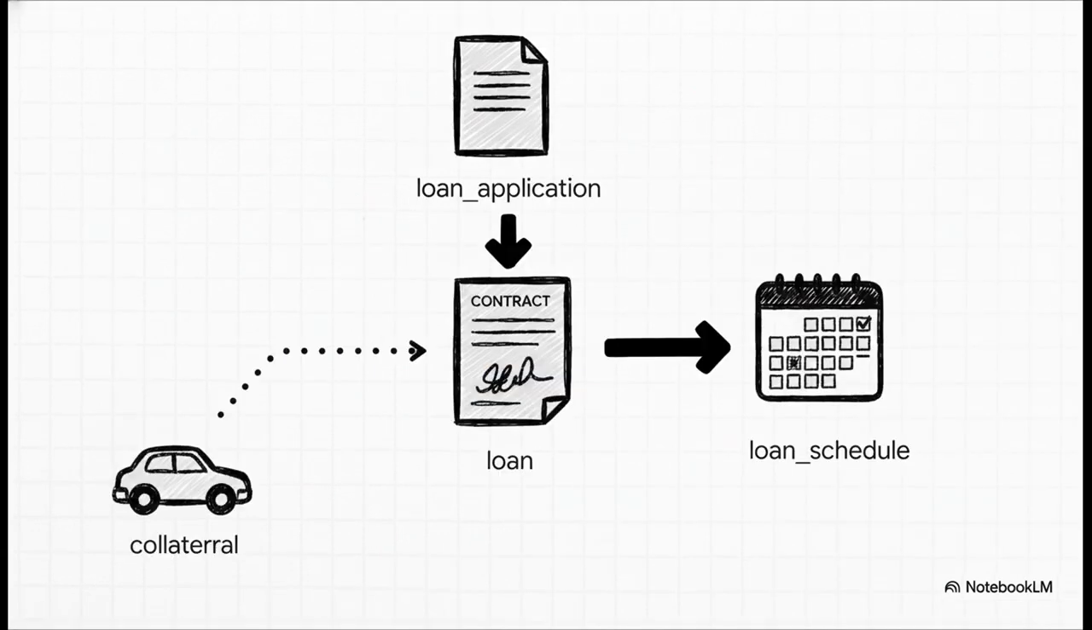The data here really tells the whole story. It starts with the loan application. Once that gets a green light, it becomes a loan record, which holds all the key terms, like the interest rate. Then, the system automatically generates a detailed loan schedule, mapping out every single future payment. And for a car loan, it also links to a collateral record, the car itself, which secures the loan. It creates a perfect, auditable trail from start to finish.